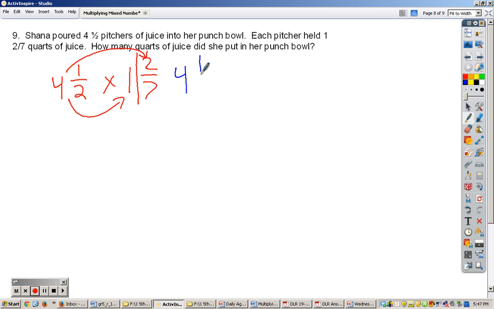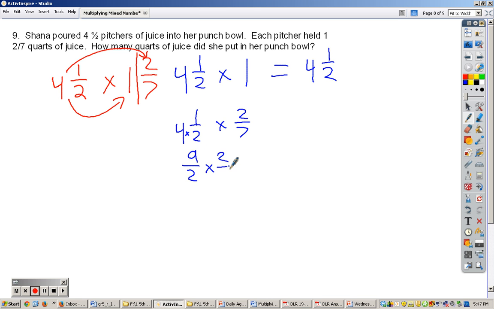4 1/2 times 1 equals 4 1/2. That one was easy. My next problem, 4 1/2 times 2/7. Okay, 4 1/2. 4 times 2 is 8, plus 1 is 9, so I'm going to have 9 halves times 2 sevenths, which equals 18/14. And convert that back to a mixed number. It's going to be 1 and 4/14.